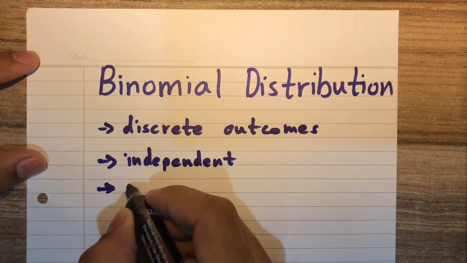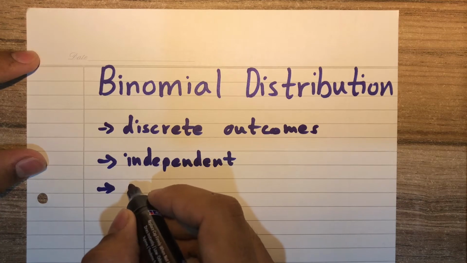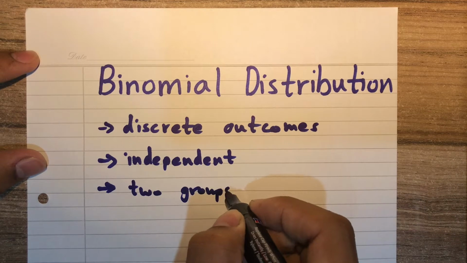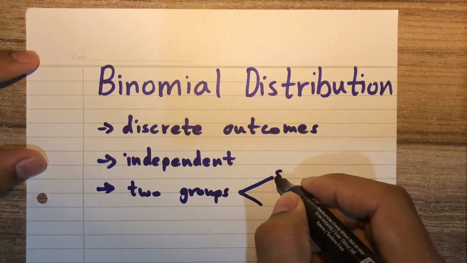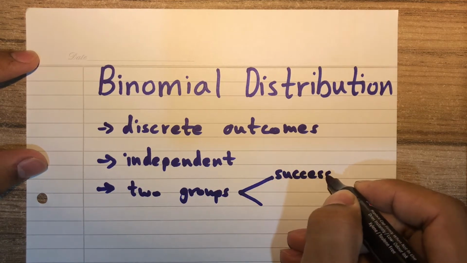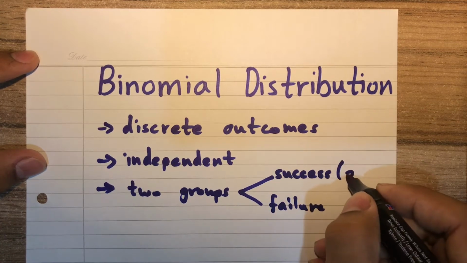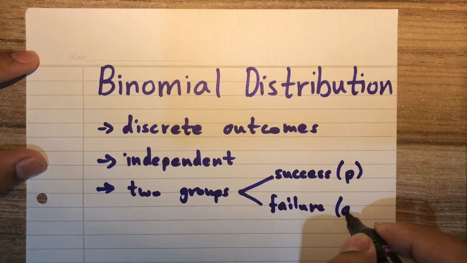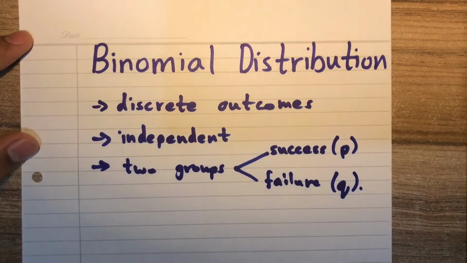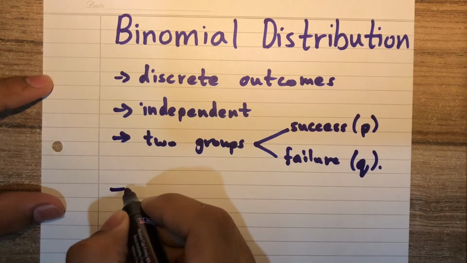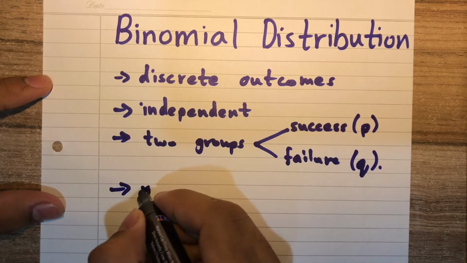There should be two defined groups of outcomes, that is, two groups of outcomes, success and failure. There can't be more than two outcomes. Success is represented by P and failure is represented by Q. Next, the number of trials should be fixed.